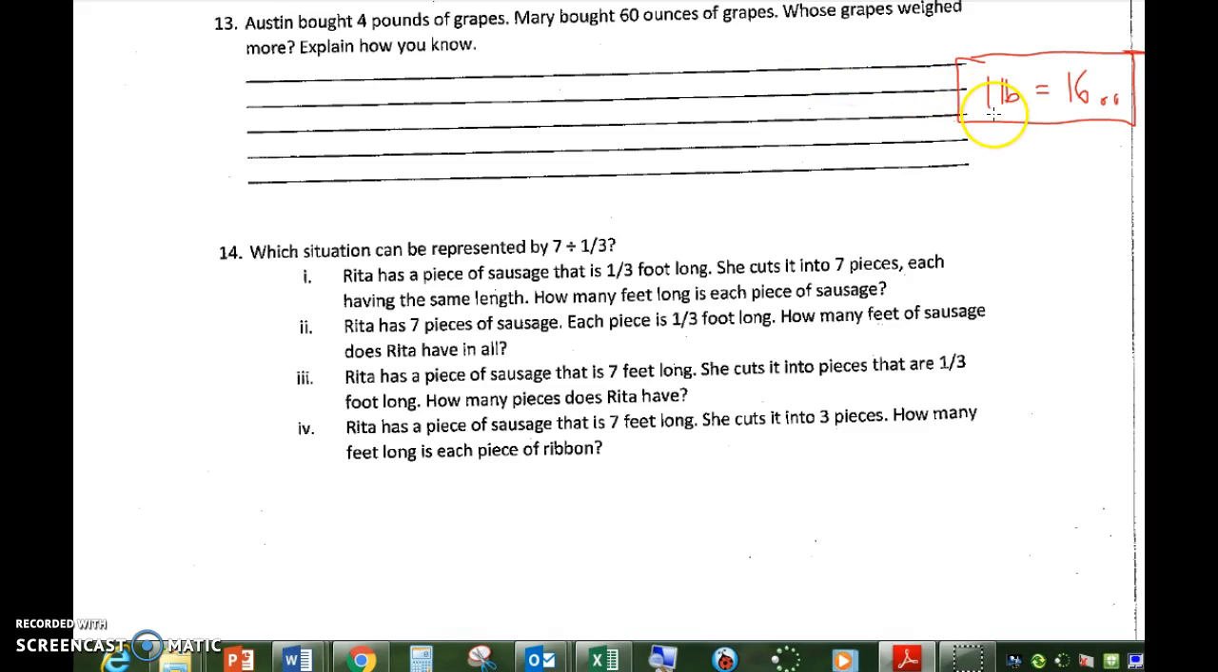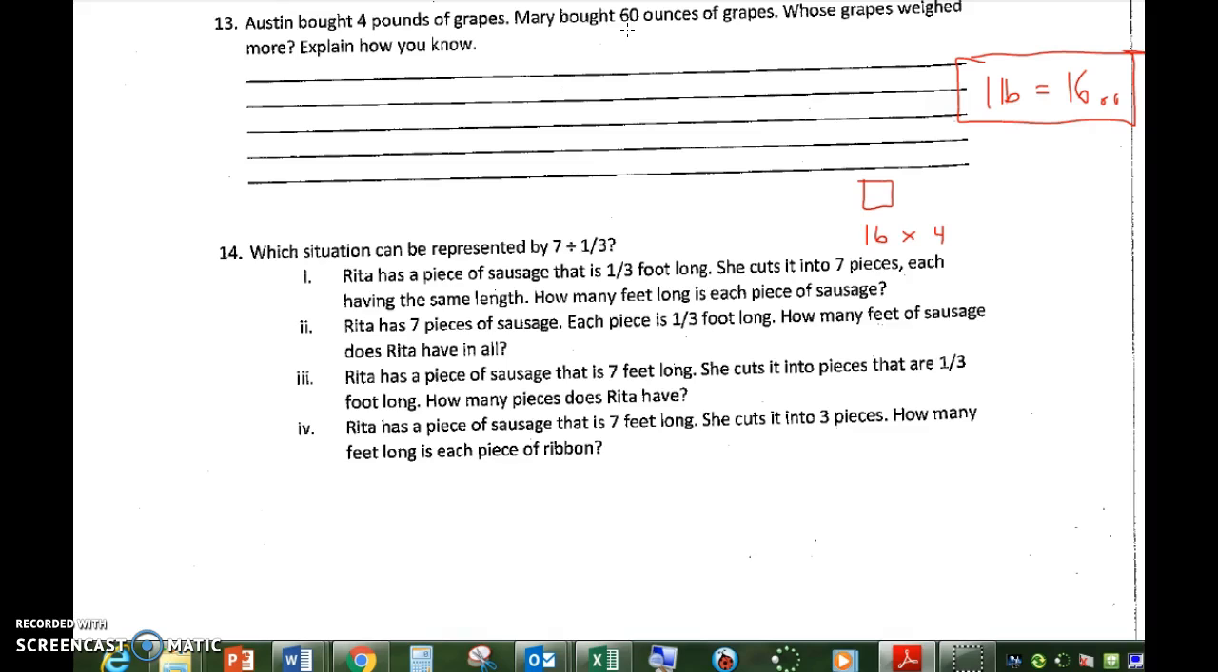So Austin has 4 pounds. So I could do this. I could figure that each pound, 1 pound, represented by this box, is actually 16 ounces. I'll write it underneath it. Now he's got 4 of those. So basically, I could draw 4 boxes and write a 16 under each one and add them all. Or I could do the shortcut and do 16 times 4 to turn this into ounces. And once this is turned into ounces, then I can finally compare it with Mary's ounces. You want to put them into the same units.